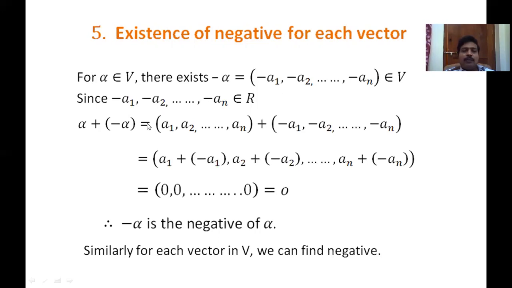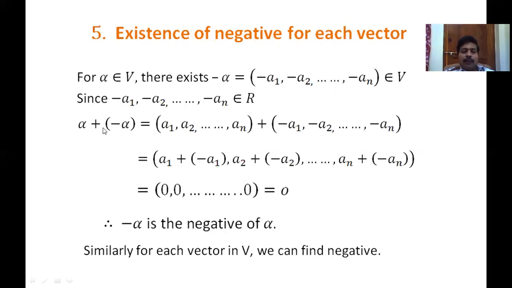For alpha belongs to V, there exists minus alpha, that is equal to minus a1, minus a2 and so on minus an. So since a1, a2 and so on an are real numbers, minus a1, minus a2 and minus an are also real numbers. So whenever all the components are real numbers and it is an n-tuple, it belongs to Rn or V. So this belongs to V.